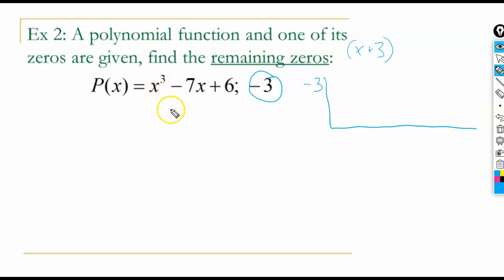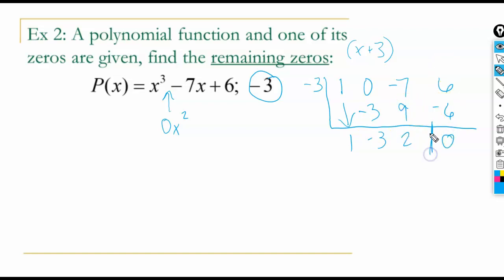I do need to pay attention here, though. I need a placeholder. I'm missing an x squared. And if I don't put that placeholder in my synthetic division, it's going to turn out wrong. So it's going to be 1, 0, negative 7, 6. And when we do our synthetic division, I did get that 0 remainder. Remember, it has to have a 0 remainder or it's not a factor.